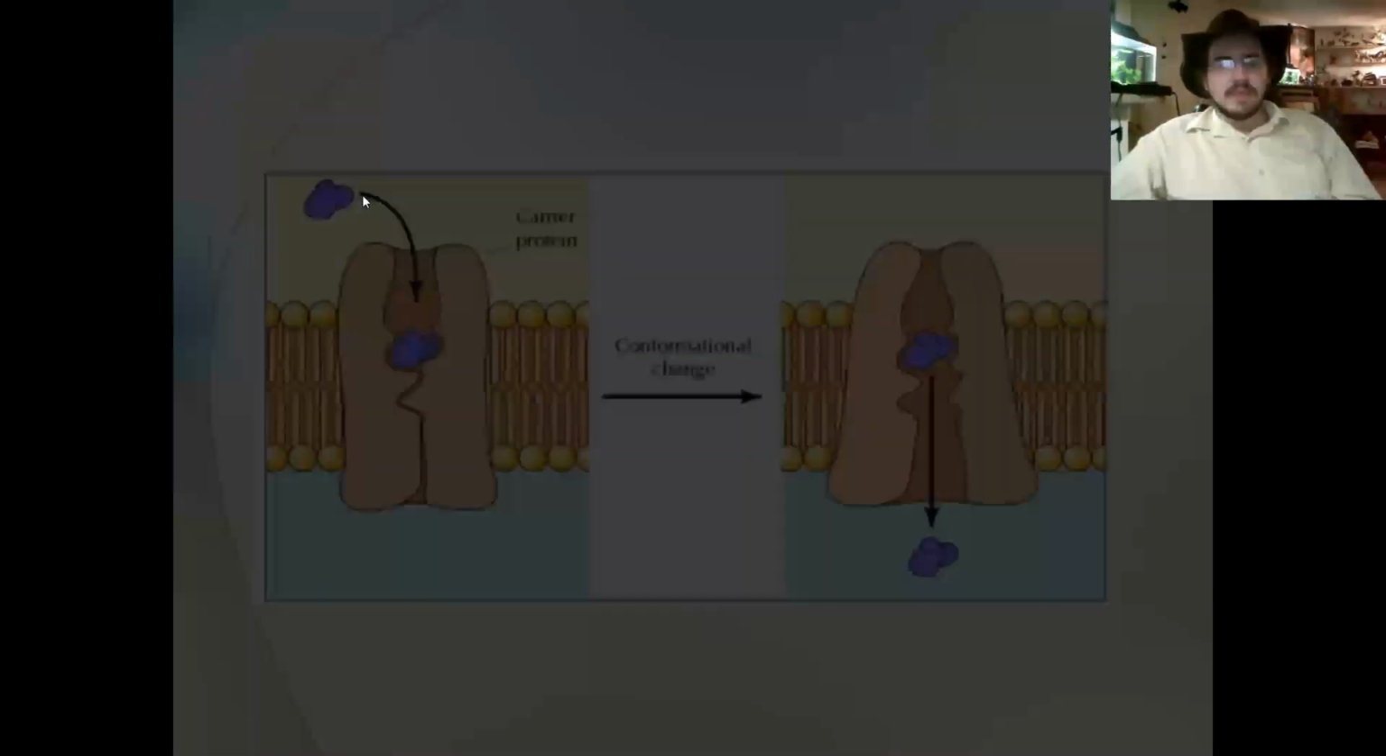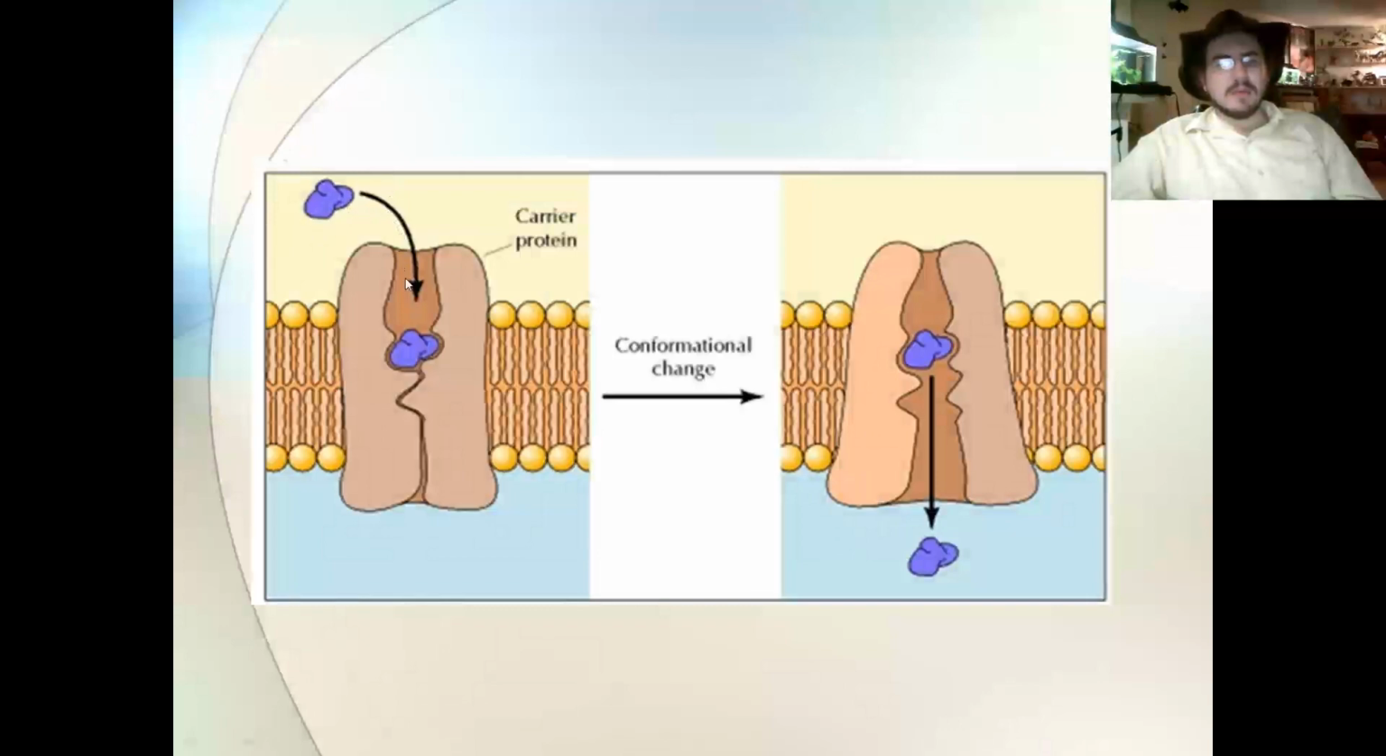Here's our molecule binding to the carrier protein right there. You can see it only fits, like this little binding site is specific to that molecule, and the binding of that molecule alters the shape of the protein. You can see now this area is too small for the molecule to exit, so the molecule is able to cross the membrane. That's how it works.